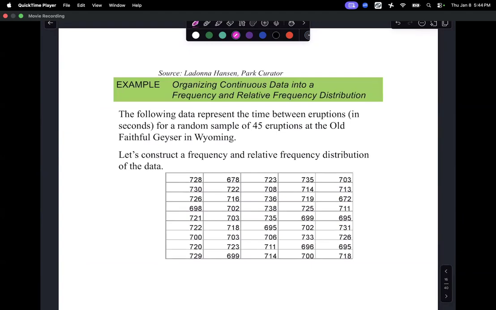So right here I have data that represents the time between eruptions of Old Faithful Geyser in Wyoming. So this is all of these times. I'm not asking you to put it in your calculator or write it down or do anything with it. I'm going to split it into classes. So I took all of this data. It is raw. I haven't cooked it yet. I haven't organized it yet. It is just hanging out there.